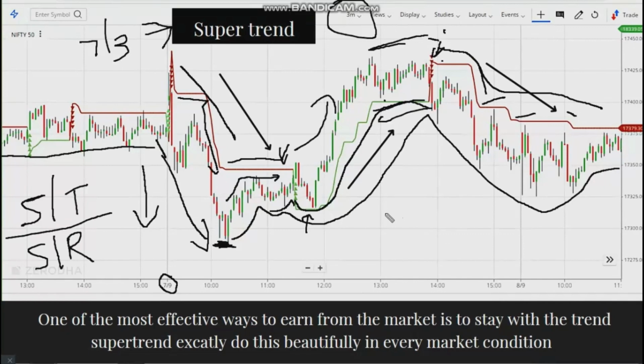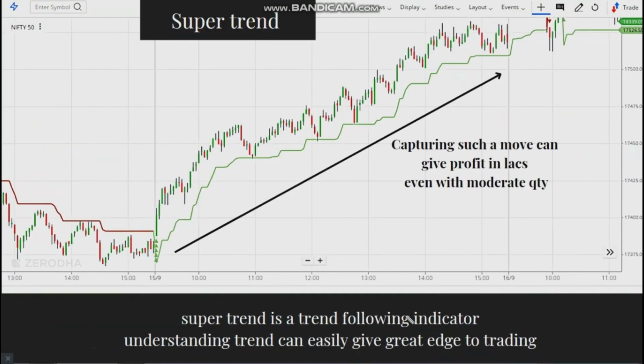Supertrend basically helps you in a very easy way to find the trend in the market. Staying with the trend, you can easily find opportunities for yourself and it will give an edge to your trading system. Let me show you one more example of the Supertrend indicator in the market. Nifty 50 indices chart, 3 minutes time frame.